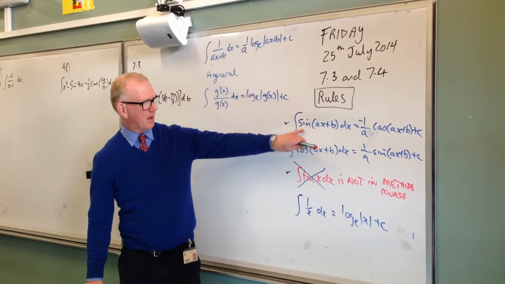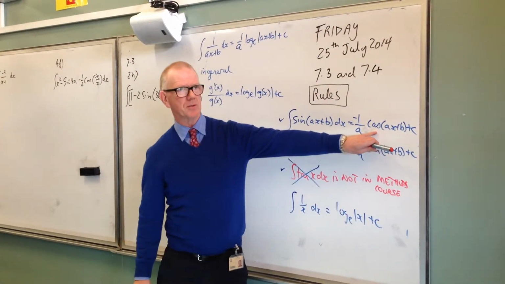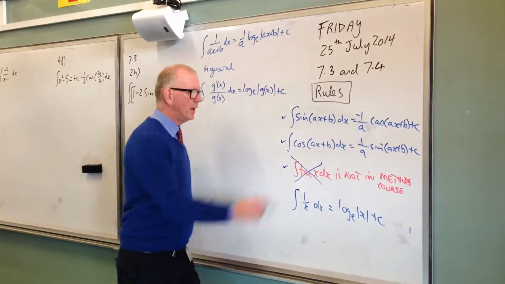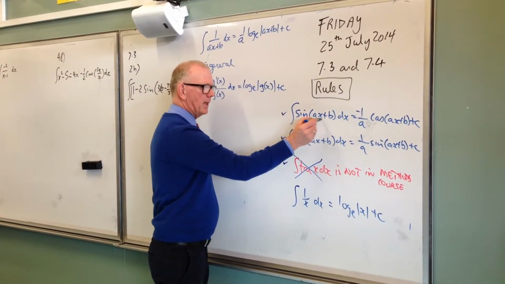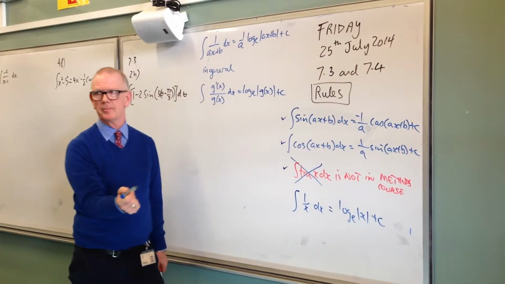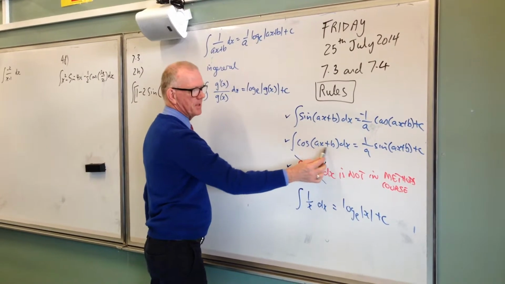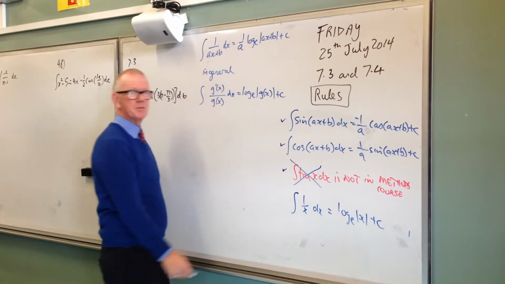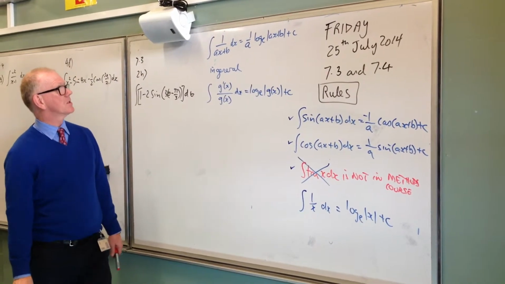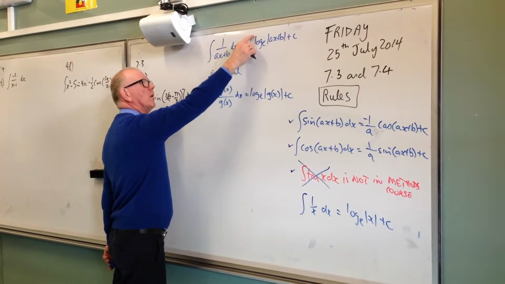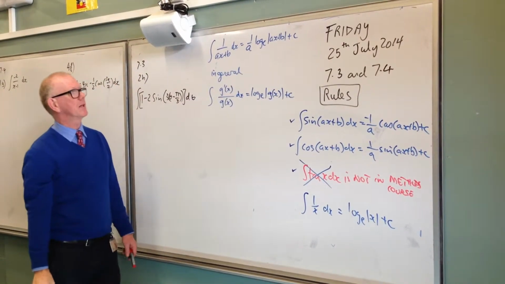The integral of sine is going to be negative cos, and the integral of cos is going to be positive sine. If there is a linear inside here, ax plus b, we need 1 on a at the front. And the same thing happens for our 1 on x. If I have 1 on ax plus b, I need a 1 on a as a multiplication out the front.